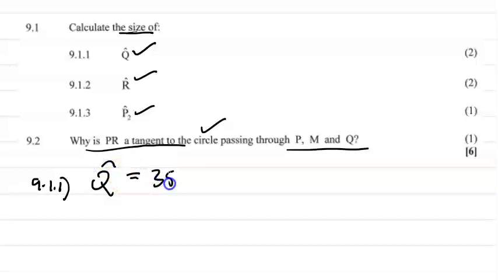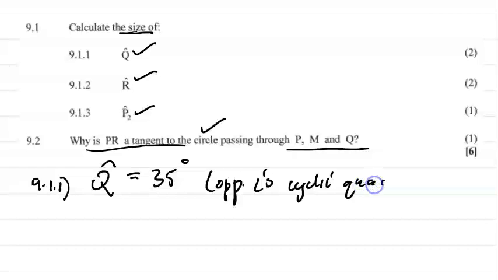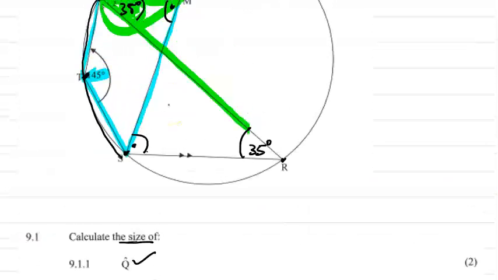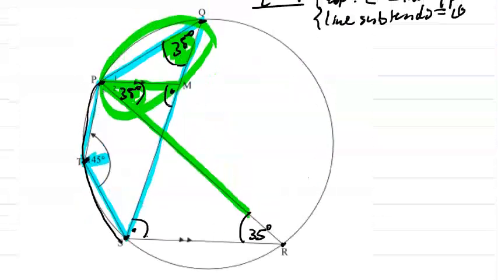Q equals 35 degrees, opposite angles of a cyclic quad, supplementary. 9.1.2. So in this particular question, they want you to find R. Now don't forget that we've already updated our diagrams. So therefore, R will be 35 degrees, and what we'll say is angles in the same segment, or we can say opposite angles of the cyclic quad.